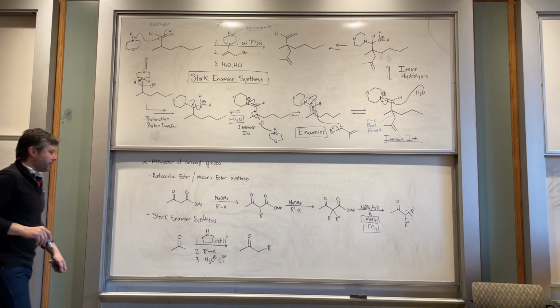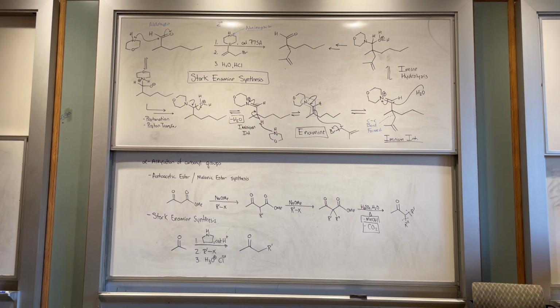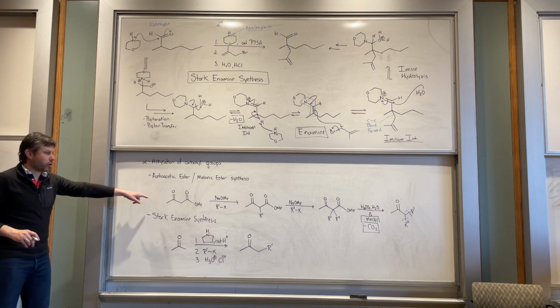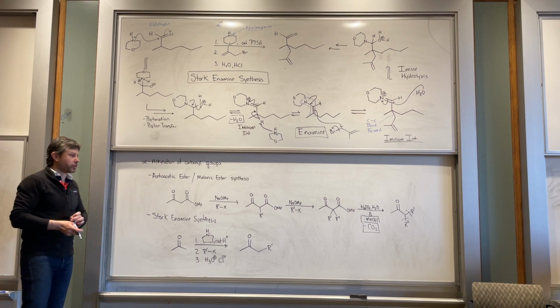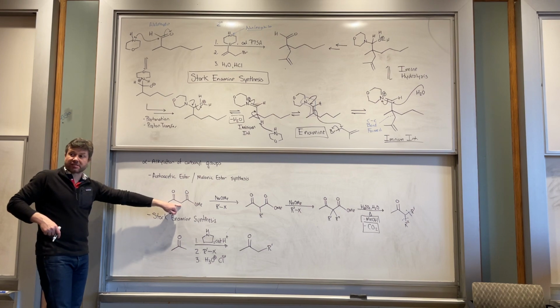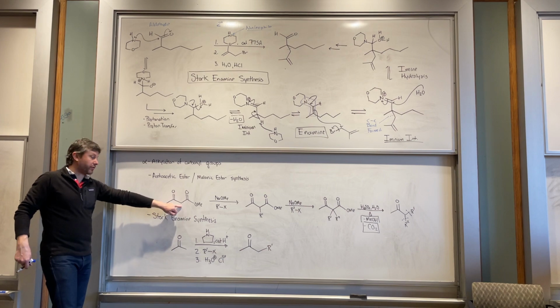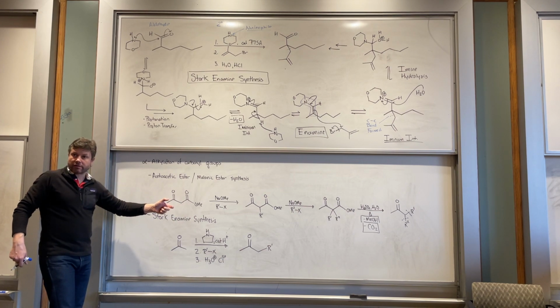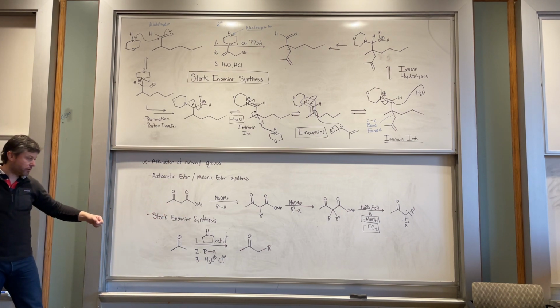All right, for the Stork enamine synthesis, it's a little different. Up here, we're adding two R groups, and we can control where those R groups are being added because that central carbon in between the two carbonyls is the most acidic point. So we can selectively pull protons from that carbon and add electrophiles to that carbon.